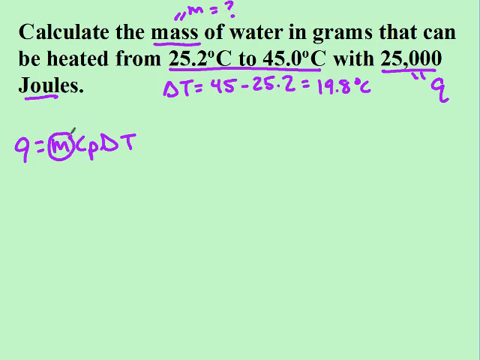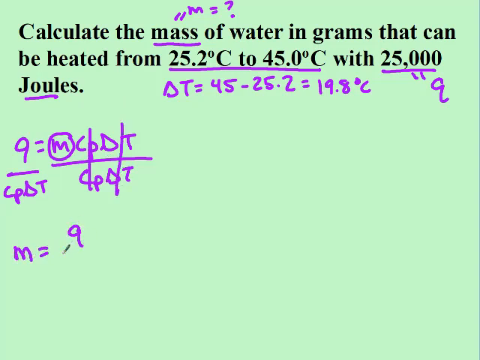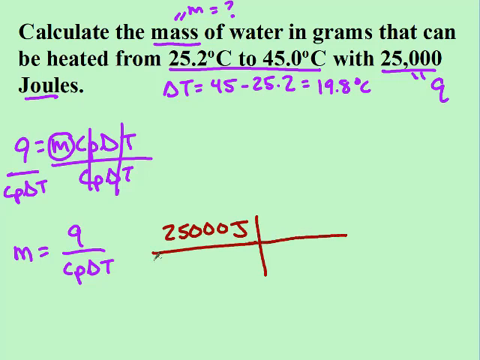So to get M by itself, you have to isolate it. So I'm going to get rid of everything else that's next to the M. So divide by Cp delta T. Cancel, cancel. So my rearranged equation is M is equal to Q over Cp delta T. I'm going to plug my Q in on top. So 25,000 joules. I have Cp and delta T on bottom.